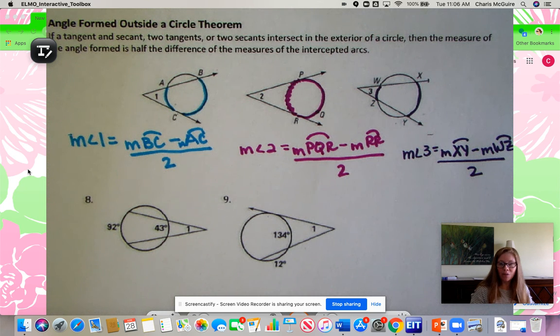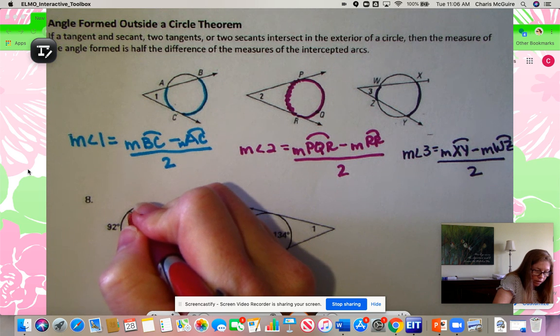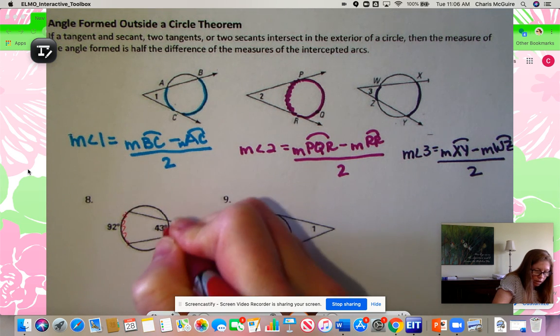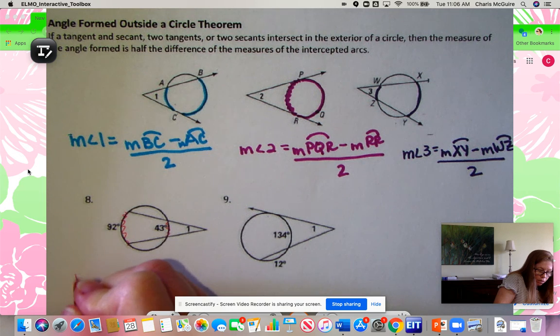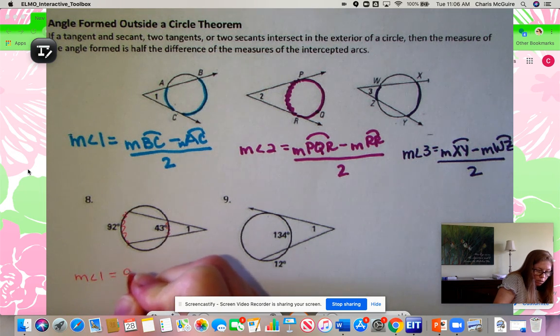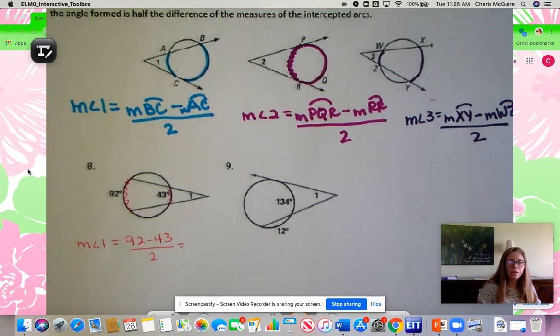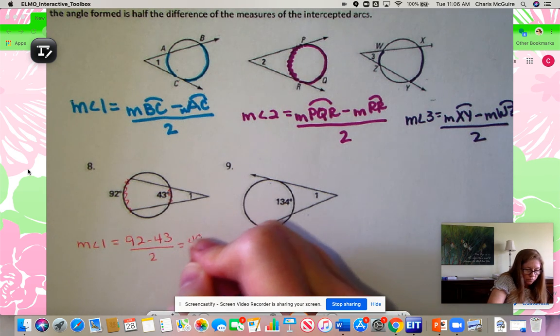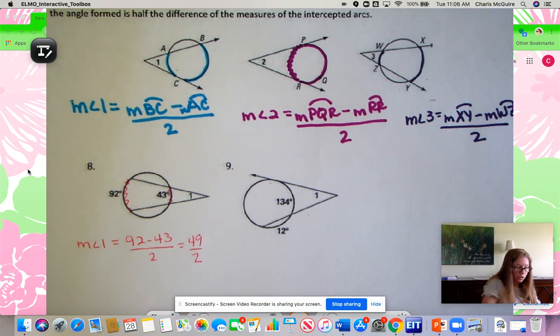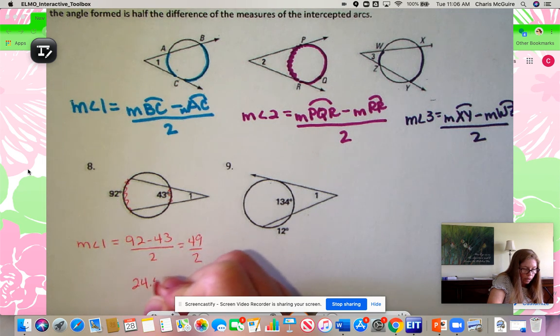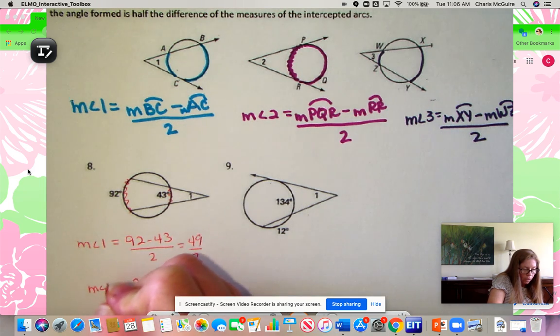All right, did you get 24.5? I got 24.5. So to find the measure of angle 1, here are our arcs. We have the 92 degrees and the 43 degrees. So we're going to do 92 minus 43, and then divide it by 2. So 92 minus the 43 gives us 49, and then 49 divided by 2 is 24.5 degrees for the measure of angle 1.